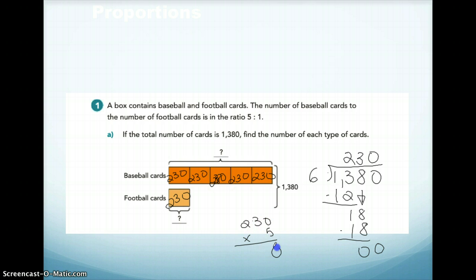0 times 5 is 0. 3 times 5 is 15. 2 times 5 is 10, plus 1, that's 11. And so there are 1,150 baseball cards. All right, let's try another.